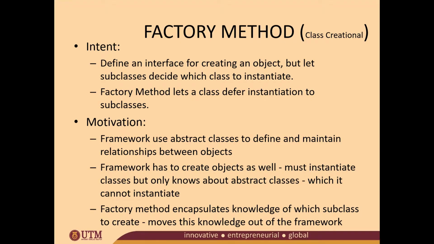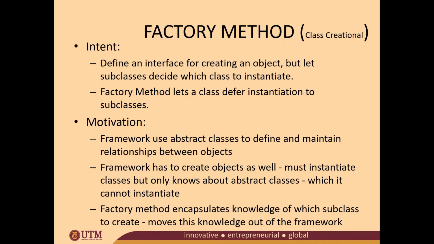So the intent of factory method is to define an interface for creating an object, but let the subclasses decide which class to instantiate. Okay, so inside this factory method, it will declare an interface, which will become the interface of the subclasses, with all the implementations in the subclasses. And the factory method lets a class defer instantiation to the subclasses, as I mentioned just now.